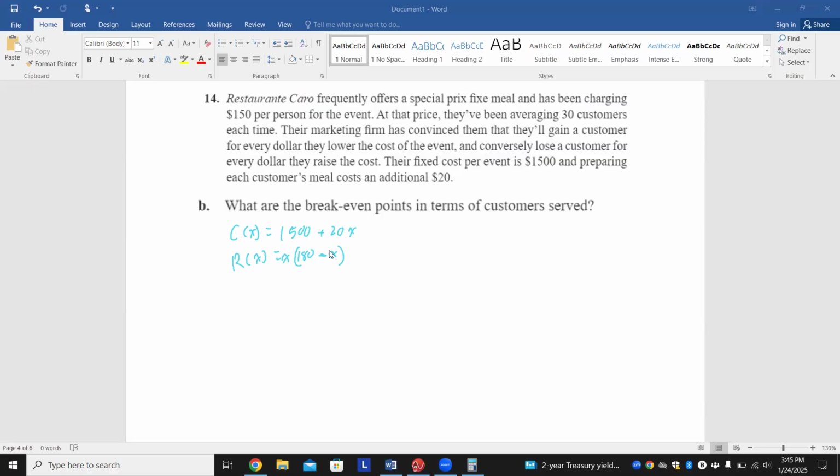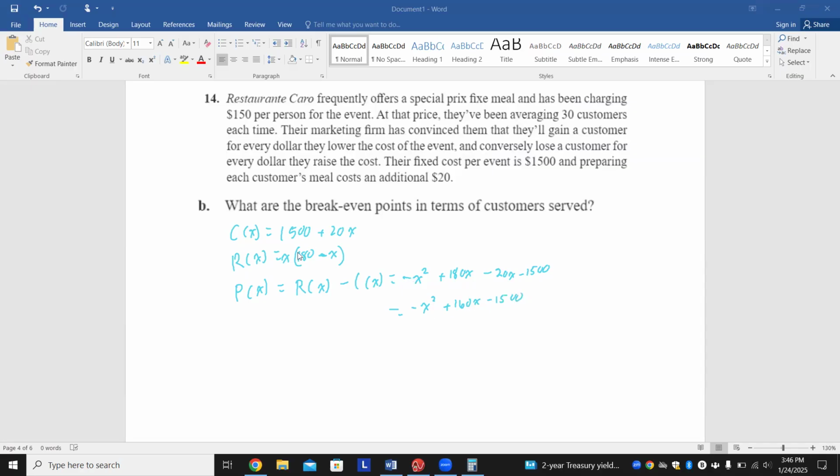Now, the next thing you need to do is be able to do profit, and profit is revenue minus cost. So in this case, I'm going to go ahead and pull this out. This will be negative x squared plus 180x minus, I'm going to distribute that negative to all of that, so 20x minus 1500. If we simplify that a little bit further, that gives us negative x squared plus 160x minus 1500.